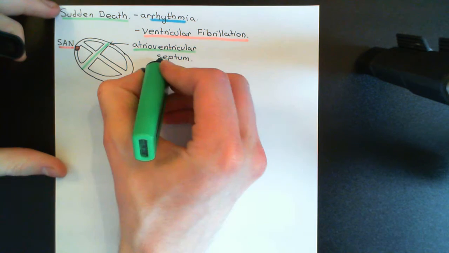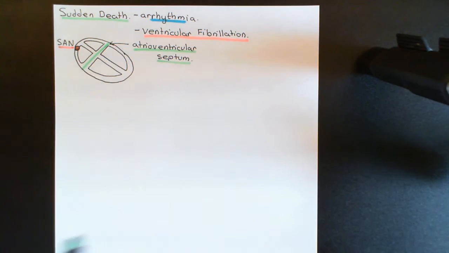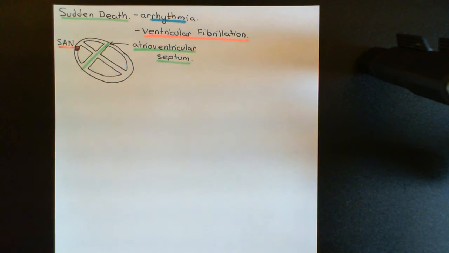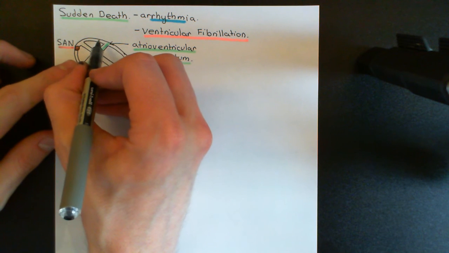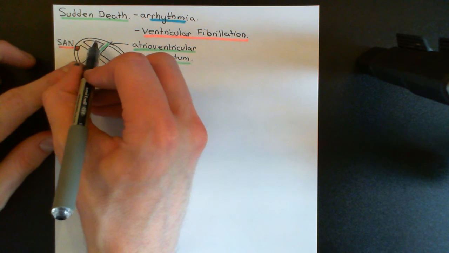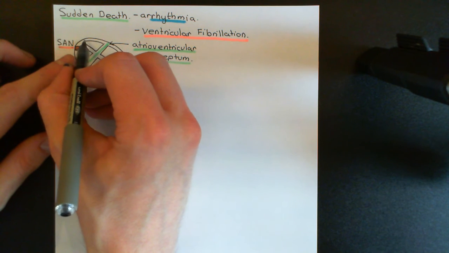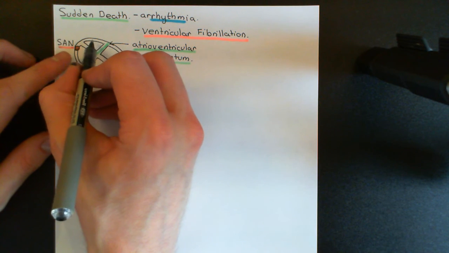Okay, so the sinoatrial node then is throwing these electrical signals off at a rate of 75 per minute, and the electrical signal will propagate from atrial cardiomyocyte to atrial cardiomyocyte to atrial cardiomyocyte and will spread down the atrial walls, causing the right atrium and the left atrium to contract.